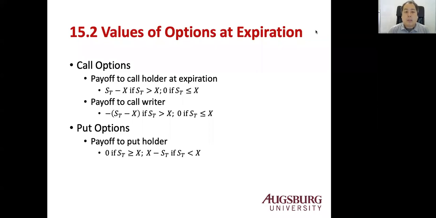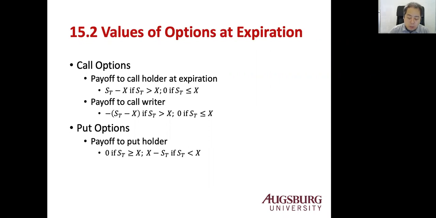Part 2 is the value of the option and expiration date. So we'll see only the value of the option for this video clip, call option and put option. And next one, we'll see more strategies. So first of all, let's see the call option first.